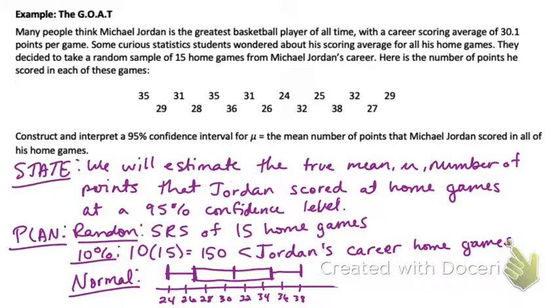Then that means that the T procedures, the T distribution, you can use it, okay? So that's all we have to notate here. We say no outliers, no strong skewness, so T procedures apply.